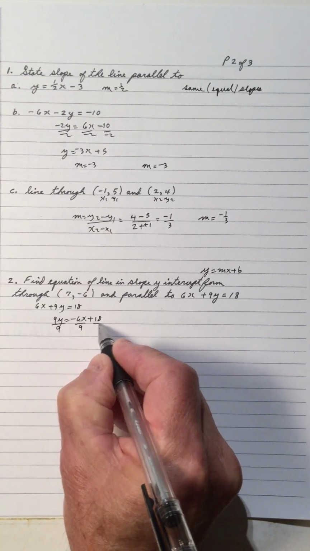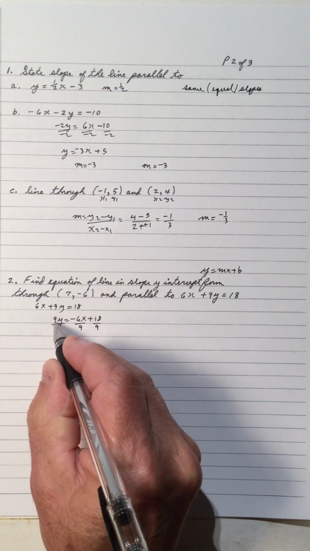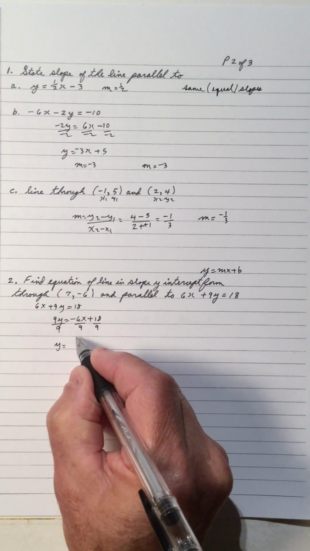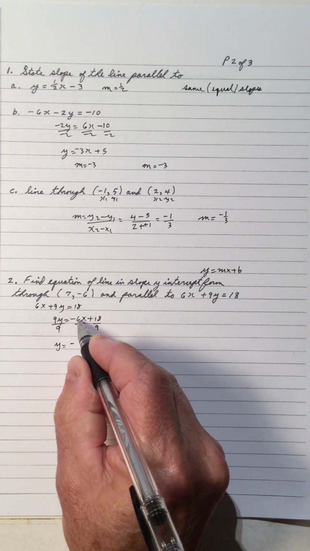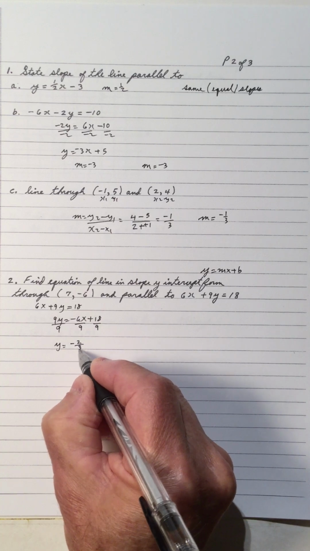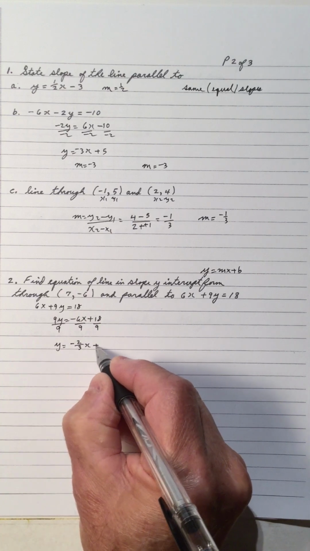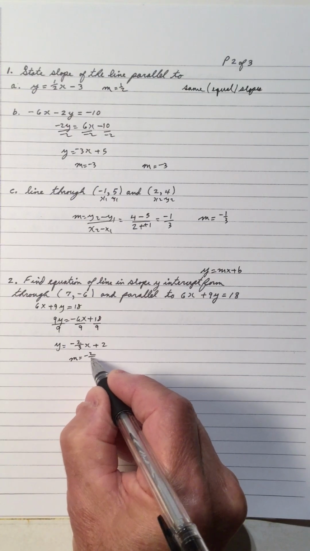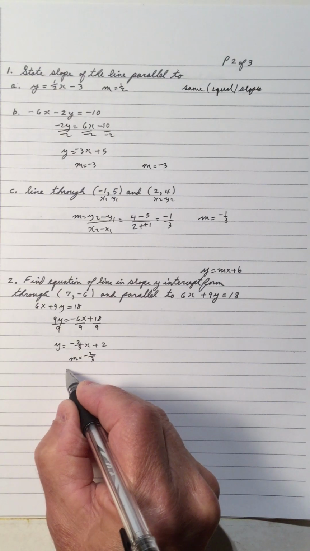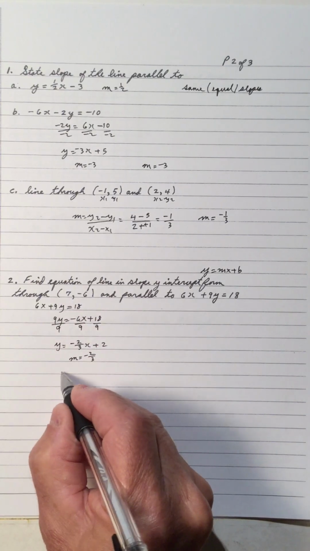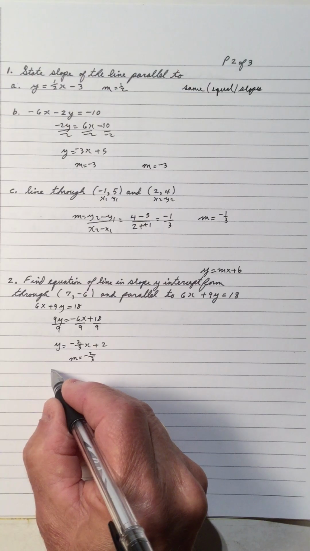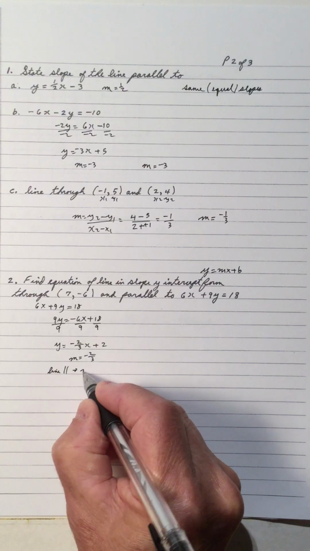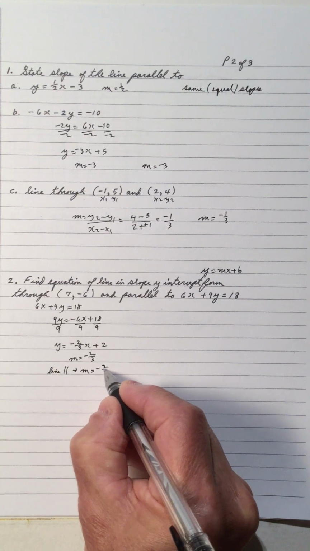Divide by 9. 9y divided by 9 is y. Negative 6 divided by 9 is negative, 3 into 6 goes 2, 3 into 9 goes 3. And 18 divided by 9 is 2. The slope of this line is negative 2/3. So the line that's parallel to that has the same slope of negative 2/3.